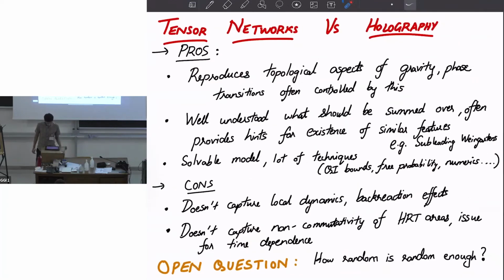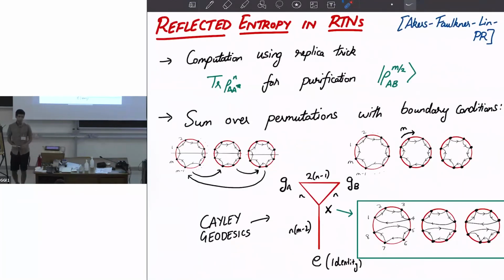All right. Okay. So now let me get to the part where I discuss the stuff that we did. In random tensor networks, we tried to attack the same problem of understanding reflected entropy with this replica trick, where we compute trace rho to the n for this purification, which was rho to the m over 2, again taking n to be an integer and m to be an even integer.